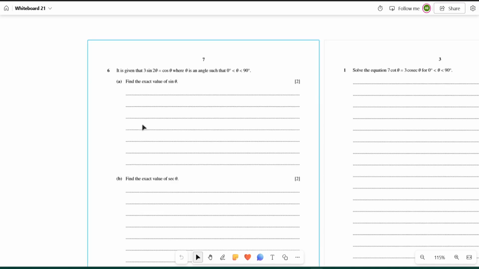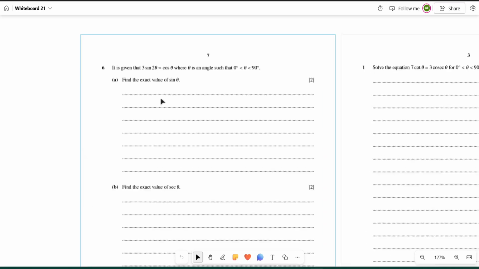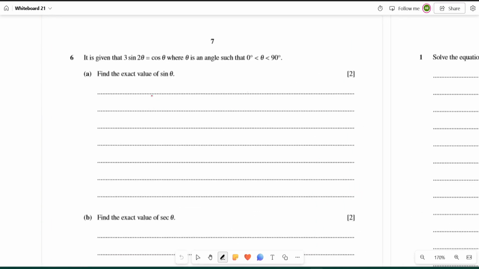Anyways, let's start by solving this first question. This question says that it's given that 3 sine 2 theta equals cos theta, where theta is an angle such that theta is between 0 degrees and 90 degrees, non-inclusive. So it's not 0 and it's not 90. Find the exact solution of sine theta.